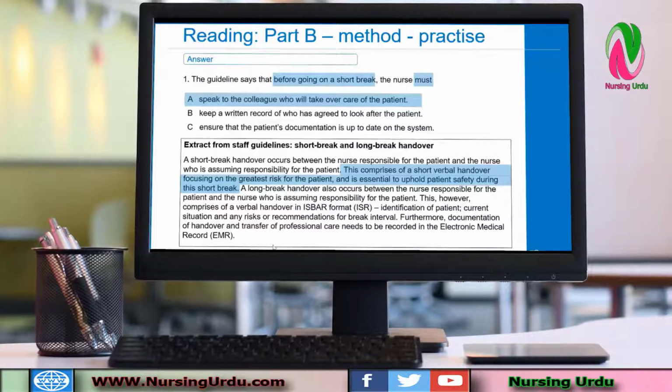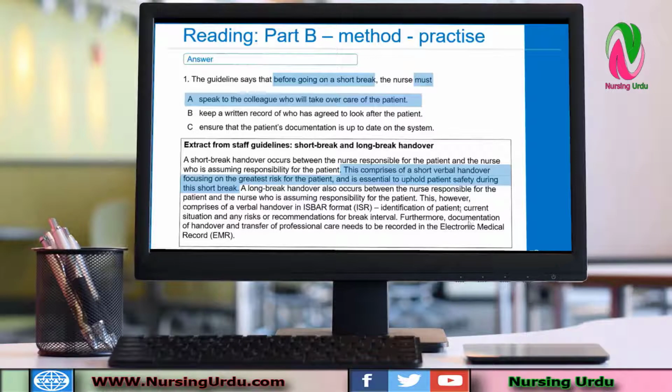So I think most of you got that answer correct. You put in A into the chat box, so well done. That's very, very clear. And keep a written record of who has agreed to look after the patient. That simply is not dealt with in the text, so that can be eliminated. And ensure that the patient's documentation is up to date on the system. It doesn't deal with that either. So it very much focuses on the verbal.